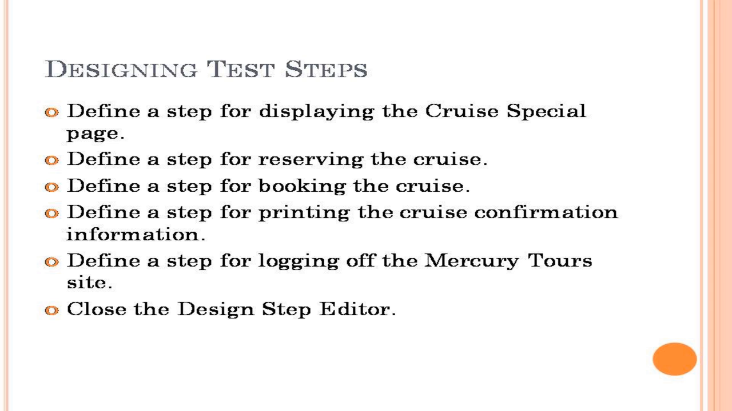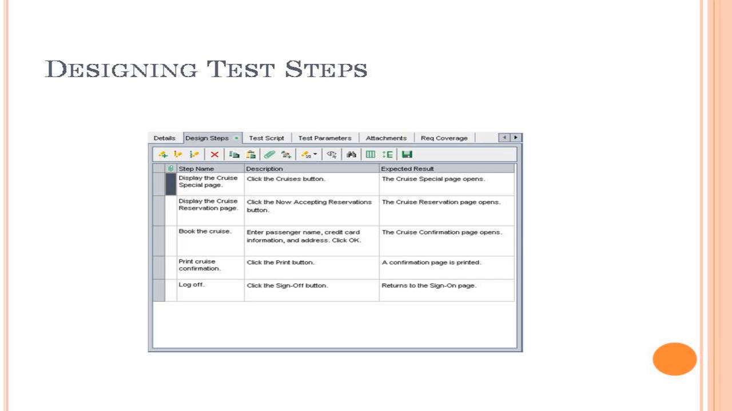6. Define a step for booking the cruise. In the Design Step Editor, make sure the previous step is selected. Click the New Step button. The step name box displays Step 3. Type the following. Step name: book the cruise. Description: enter passenger name, credit card information, and address. Click OK. Expected result: the cruise confirmation page opens.